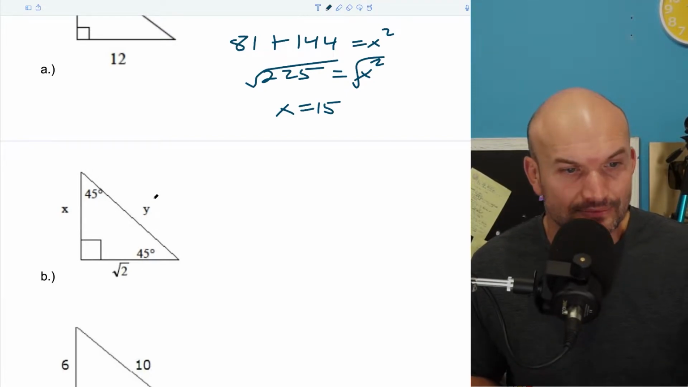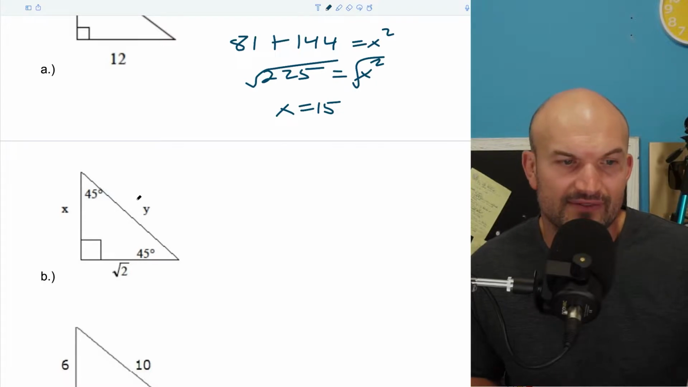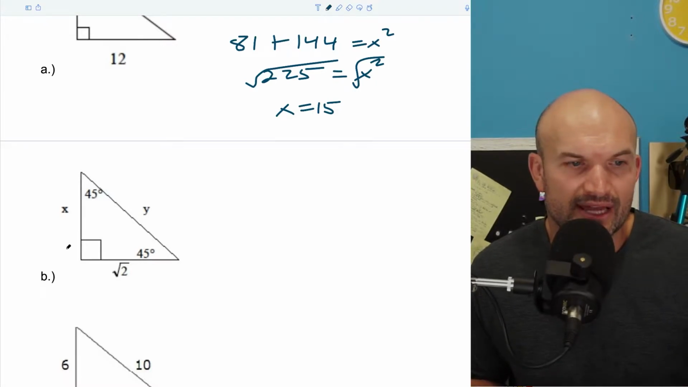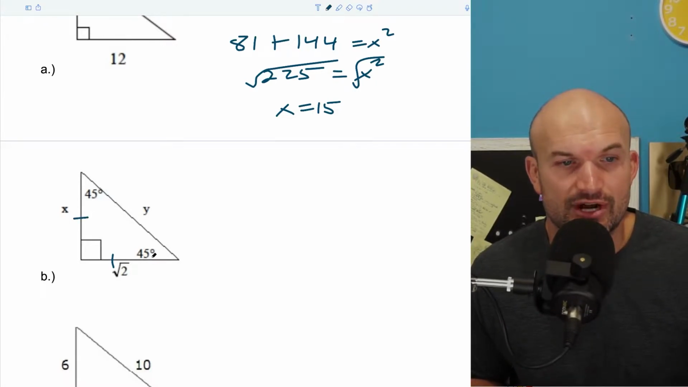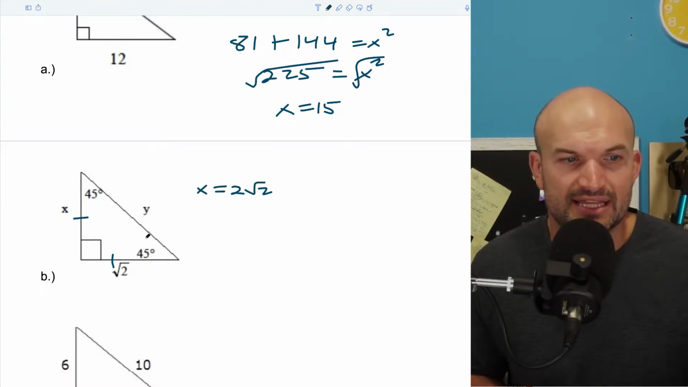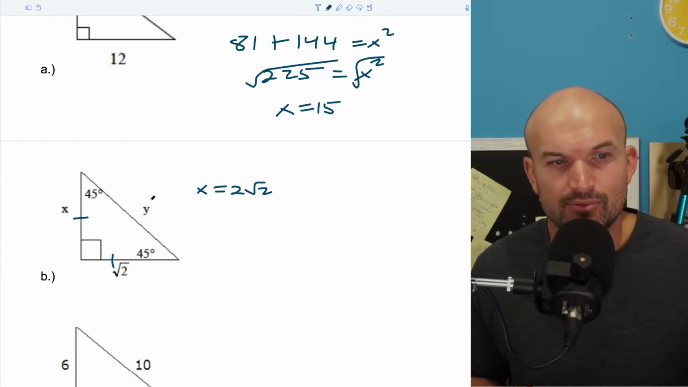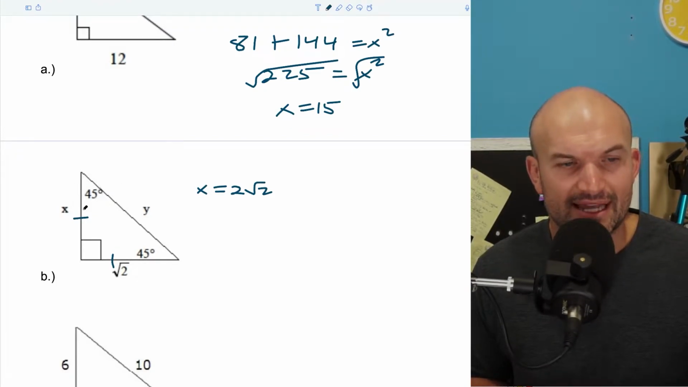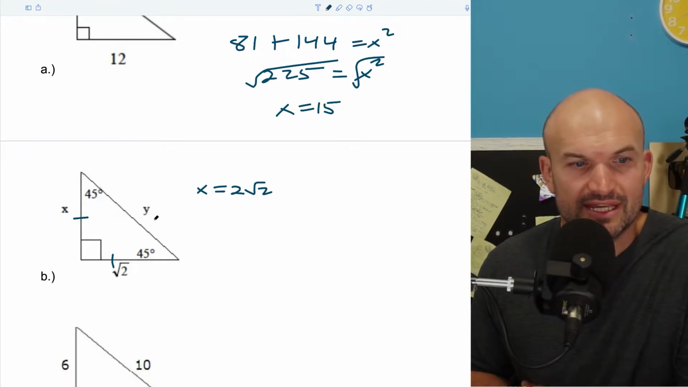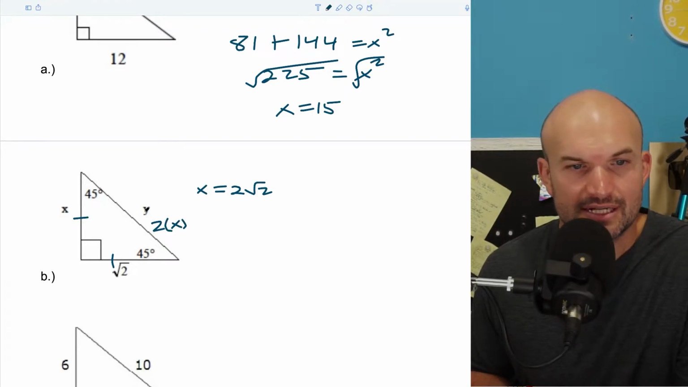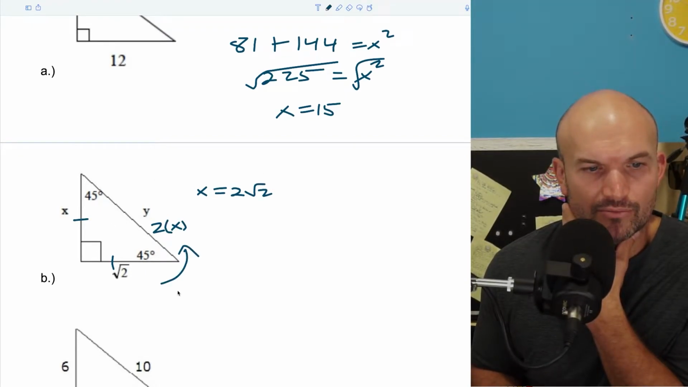And so this is a 45, 45, 90 triangle. So hopefully you remember that this is an isosceles triangle. So therefore x is going to equal 2 square root of 2. Now again, you could use the Pythagorean theorem if you want to, but it's really important to recognize that to go from my legs to my hypotenuse, all I need to do is multiply by the square root of 2, times whatever your legs are. So to go from here to here, you multiply by the square root of 2.